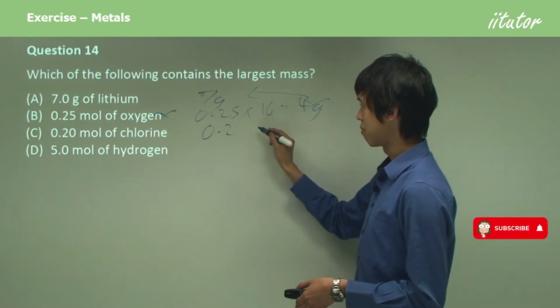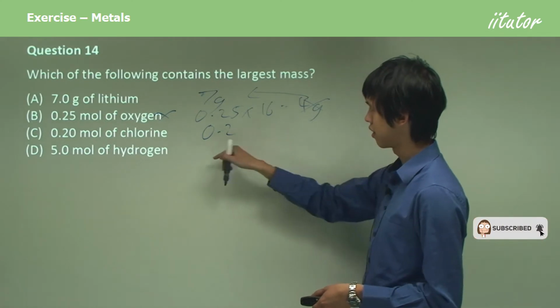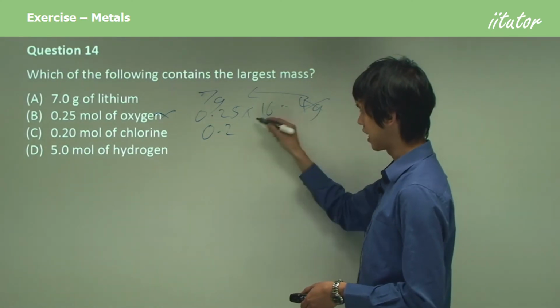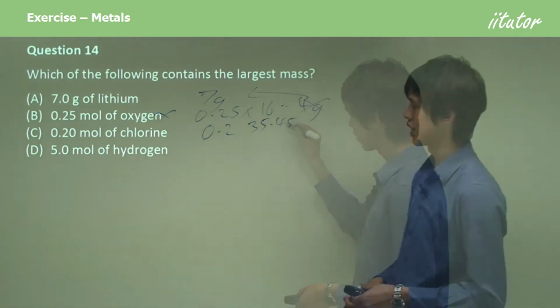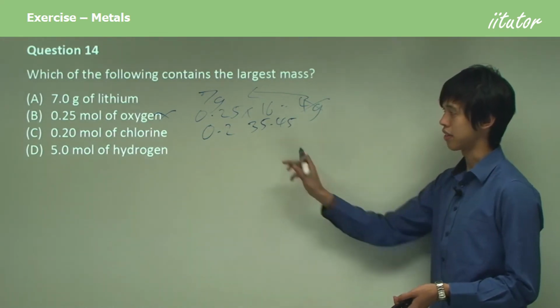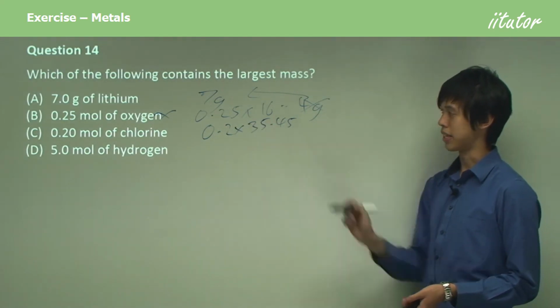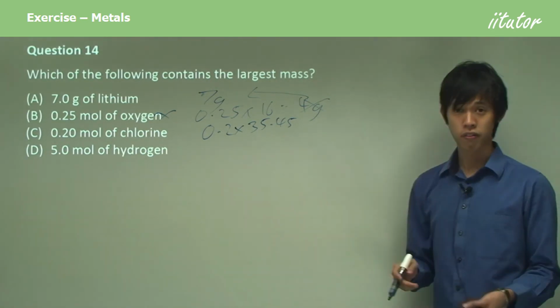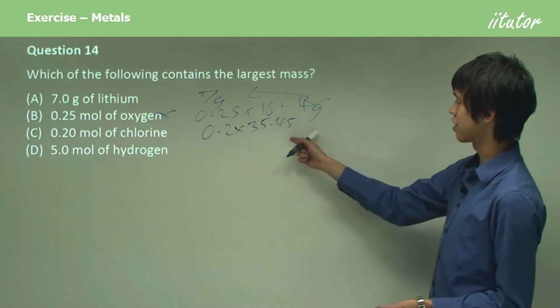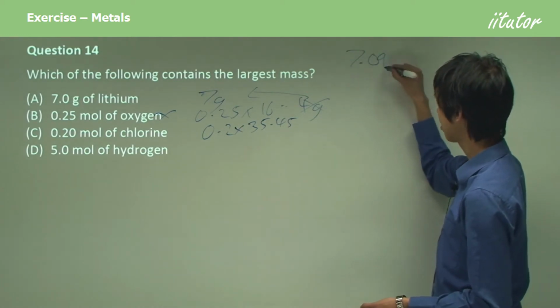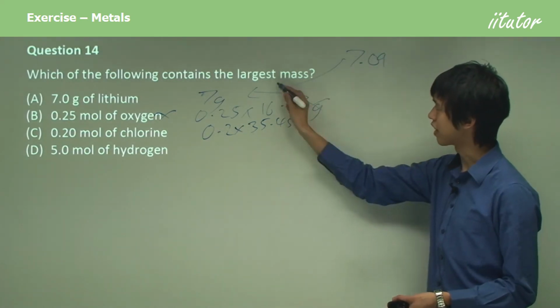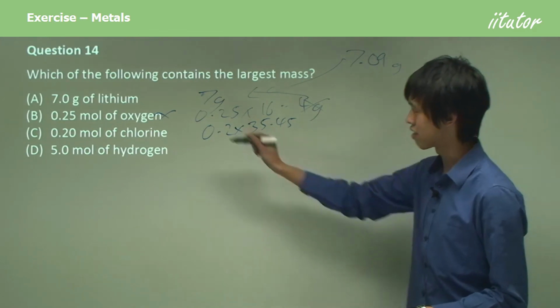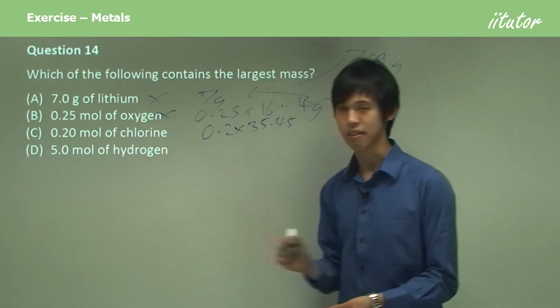0.2 moles of chlorine, and 35.45 is the molar mass of chlorine. So we multiply them together to get the mass of chlorine. So 0.2 is about 1/5. So 1/5 of this is about 7.09. Okay, so it's slightly bigger than that. So this is wrong.